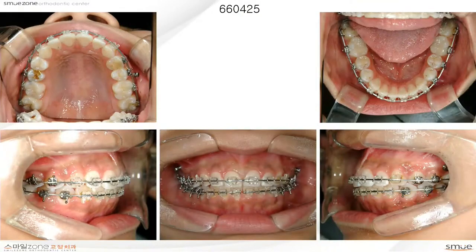Yes. So look at the inclination of the upper incisors, much improved.